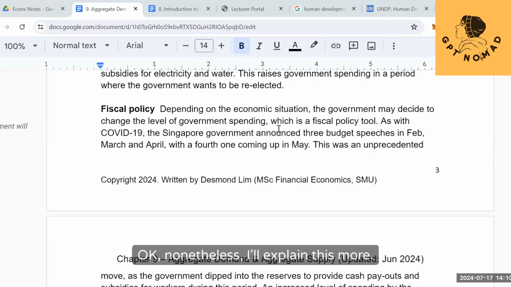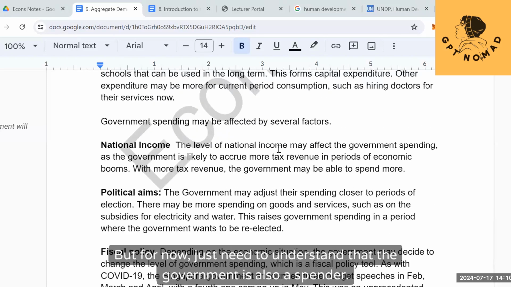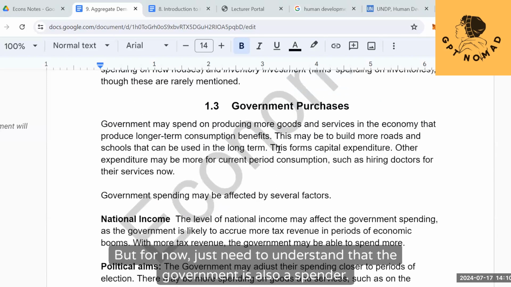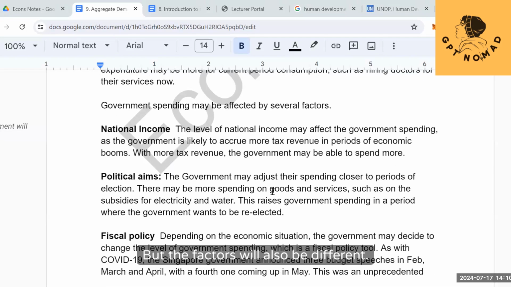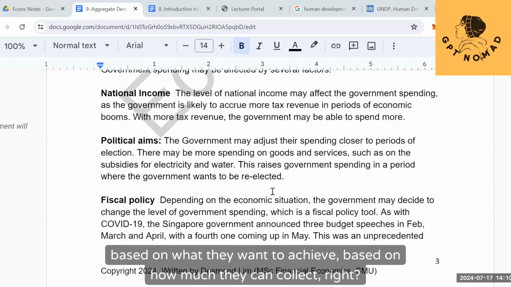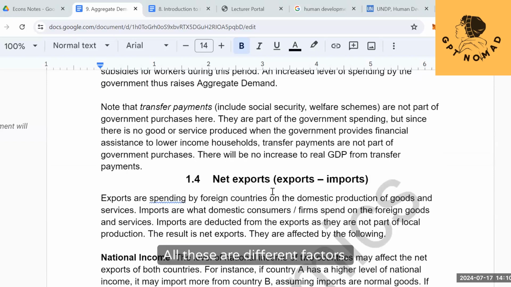Okay, so nonetheless, right, I'll explain this more, but for now, just need to understand that the government is also a spender. It's also one category of spending, but the factors will also be different. Okay, based on what they want to achieve, based on how much they can collect, right? All these are different factors.